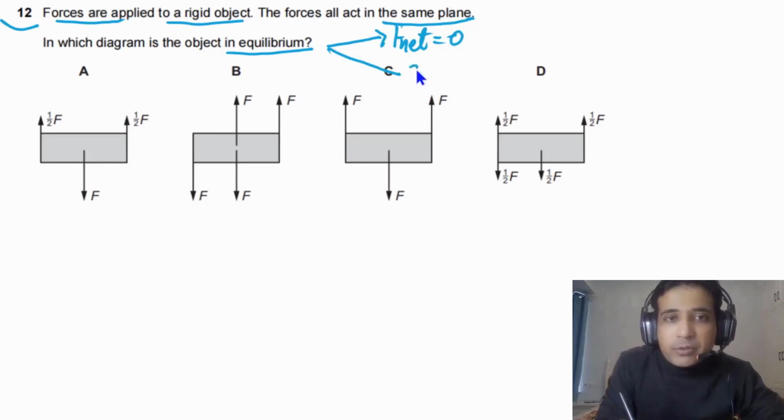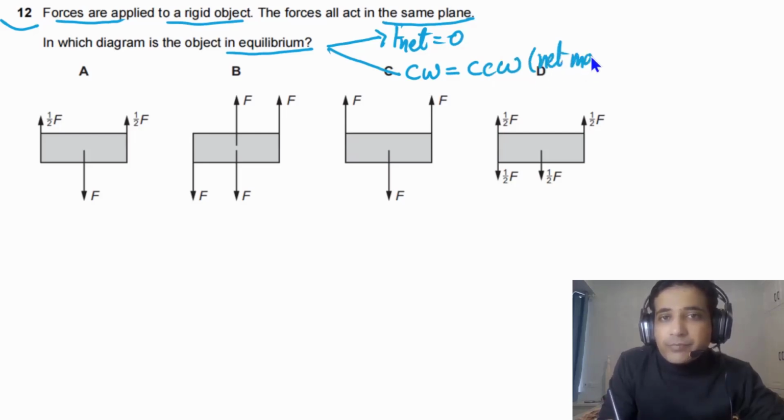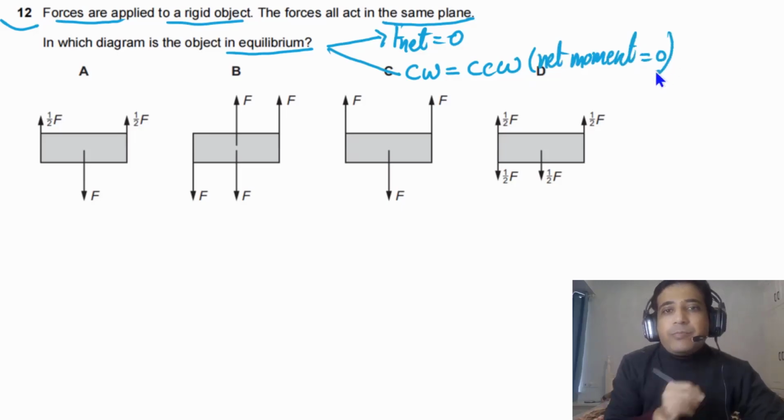It means the clockwise moment about any point has to be equal to the counterclockwise moment. Now simply we can say net moment is equal to 0. So simply we can say the net moment about any point has to be equal to 0. Now this is what we need to figure out.